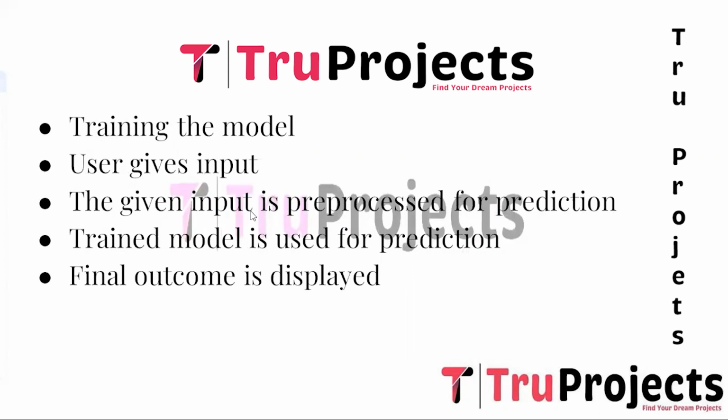And the eighth step is the given input is pre-processed for prediction. The user-provided MRI image is pre-processed to ensure that it is in an appropriate format and size required for the input to the VGG16, CNN and RNN models. And the ninth one, the trained model, is used for prediction.